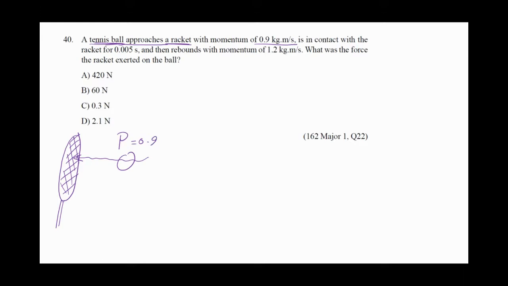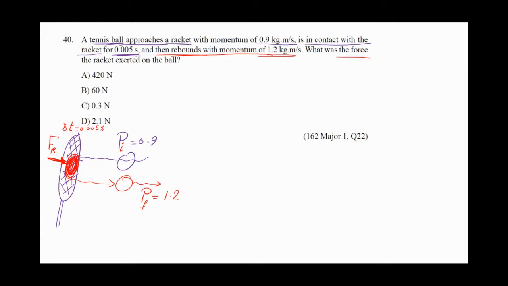So the racket will hit the ball. He says here it is in contact with the racket for 0.005 seconds. So he gives you the time while the force is applied to the ball. When the racket hits the ball, it applies a force. I will call it the force of the racket, for a time delta t equals 0.005 seconds. So when you hit the ball with this force, what will happen? It rebounds back with a momentum of 1.2. So when it rebounds back, it rebounds with a momentum, let's call it P final, and the first one P initial. It rebounds with a momentum of 1.2 kilogram meter per second.